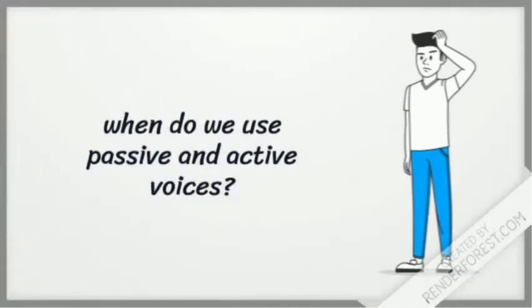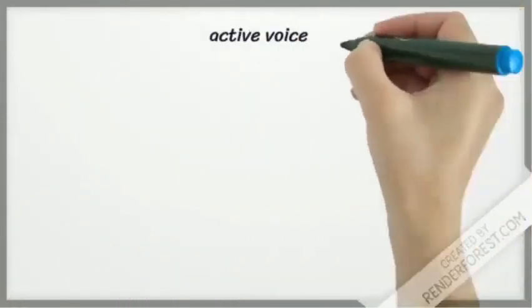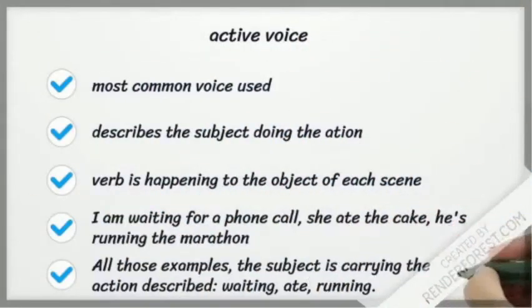But when do we use passive and active voices? Let me show you. Active voice. It is the most common voice used. We use it as we talk, as we explain things. It describes the subject doing the action. The verb is happening to the object of each sentence.